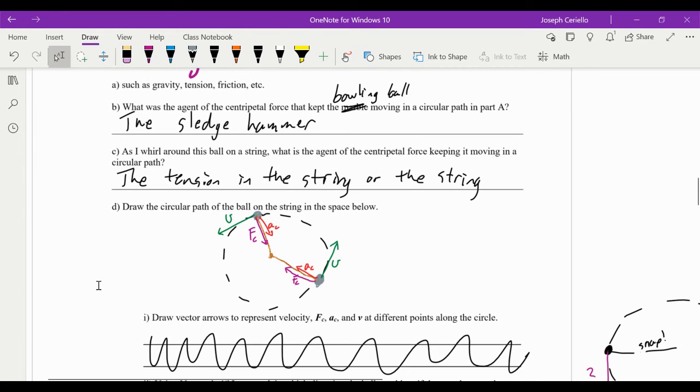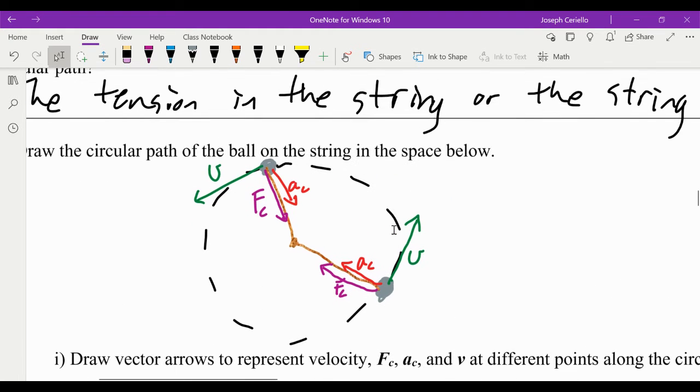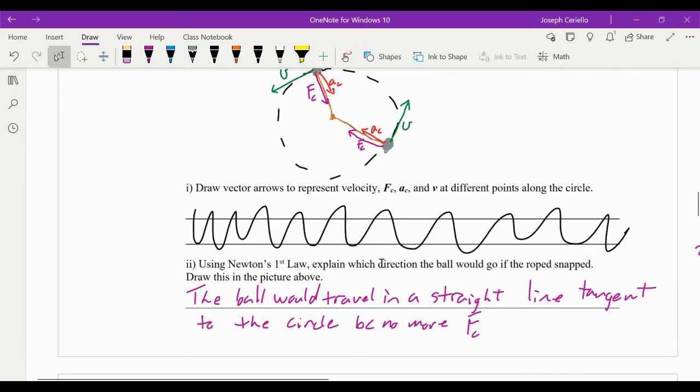So this one here says draw the circular path of the ball on the string in the space below. So here's a ball on a string at two different positions. The velocity is always tangent to the circle, and the centripetal forces and accelerations are always pointing toward the middle.